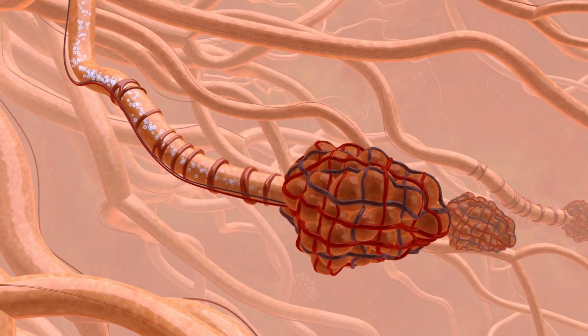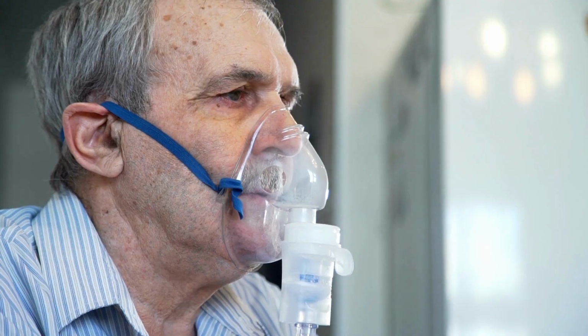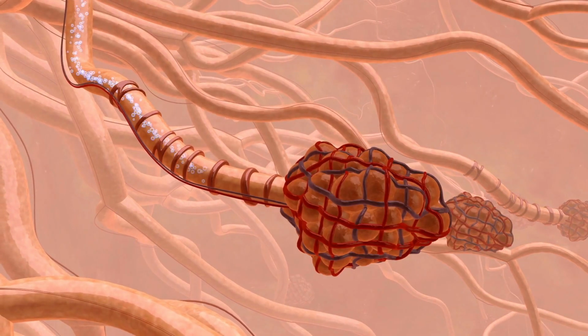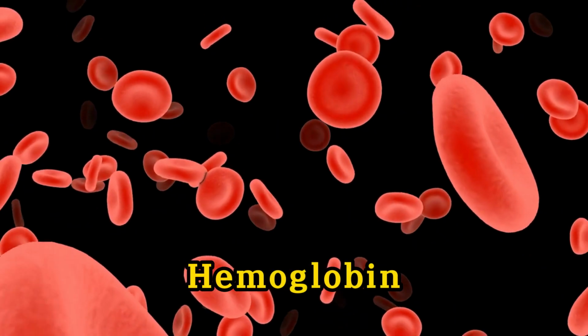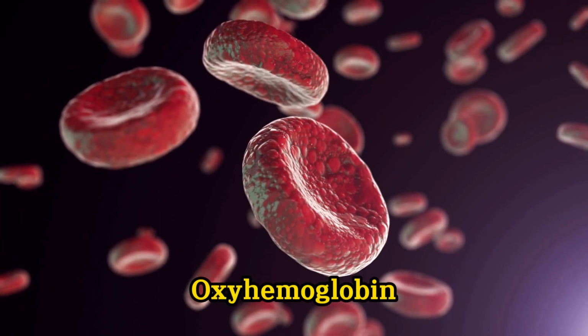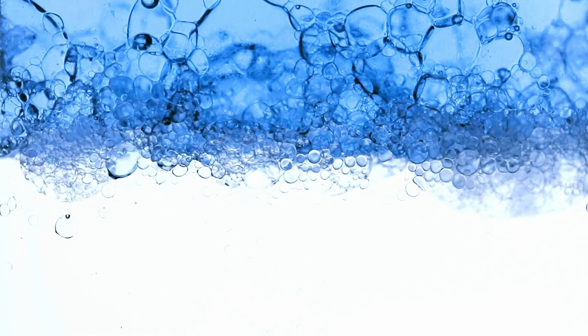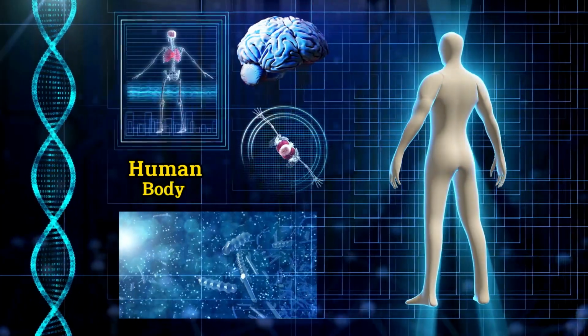The alveoli are essential for the exchange of gases between the lungs and the bloodstream. During inhalation, as air enters the alveoli, oxygen molecules pass through the thin alveolar membrane and enter the nearby capillaries. Hemoglobin, a protein in red blood cells, binds to the oxygen, forming oxyhemoglobin. This oxygen-rich blood is then transported through the bloodstream to nourish tissues throughout the body.